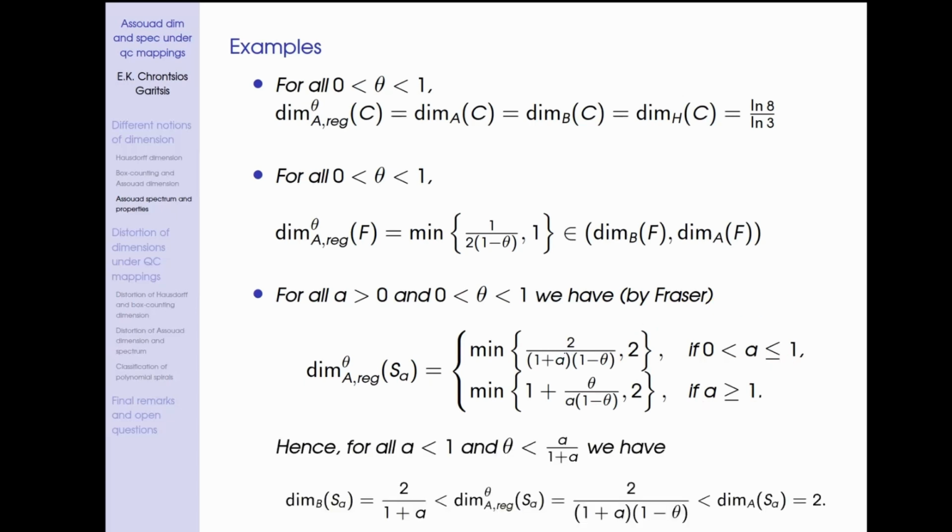So if we choose theta to be less than A over 1 plus A, less than the phase transition, we actually again have the spectrum to be strictly between the box dimension and the Assouad dimension when A is less than 1.